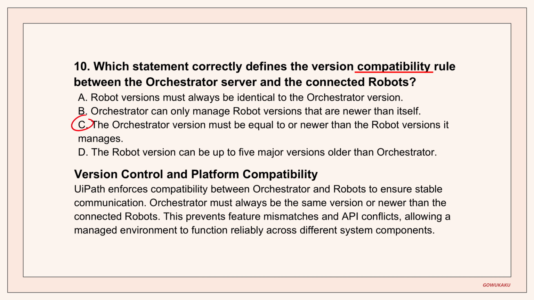So orchestrator always has to be upgraded first. It acts as the compatibility ceiling for the whole environment. Always upgrade the server foundation before you roll out newer client endpoints like robots or studios.